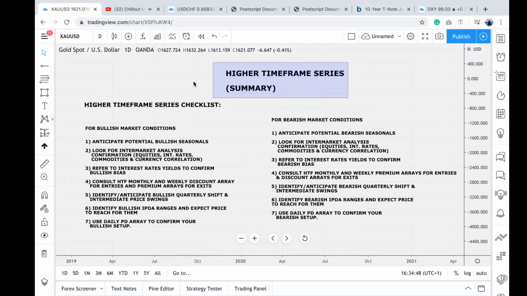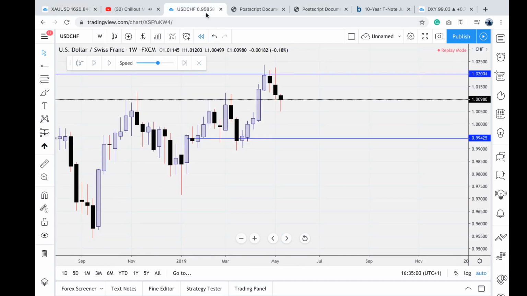So on the higher time frame series checklist, the first thing we want to do is anticipate the seasonals. The currency pair we're looking at for our move is USD CHF. So we want to identify seasonal tendency. Is it seasonally the time for USD to be most bearish and CHF to be most bullish? Or is it the time seasonally for USD to be most bullish and CHF to be most bearish? Or is it a time seasonally where these two currencies don't really do much in the marketplace? That is the question you have to ask yourself.